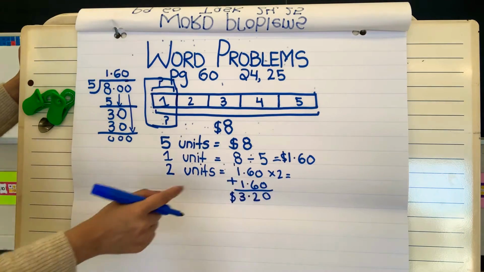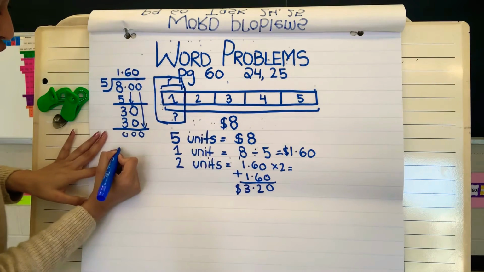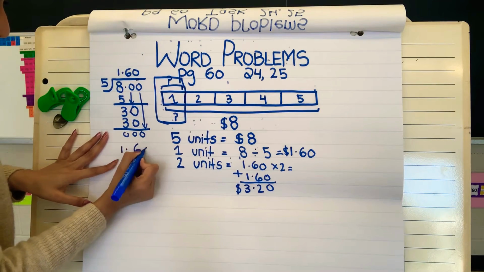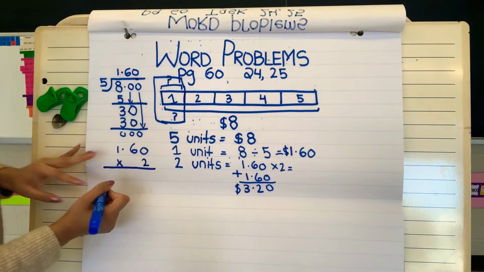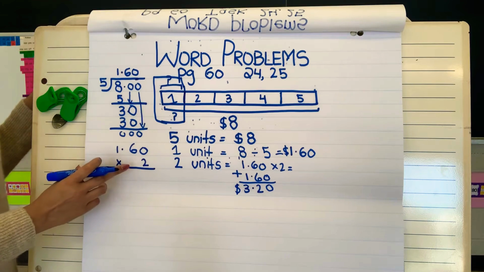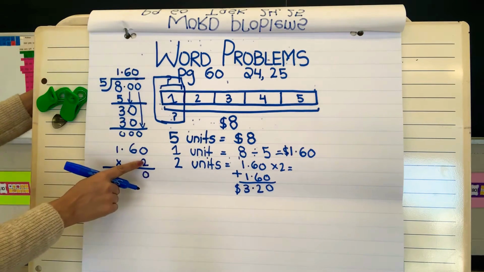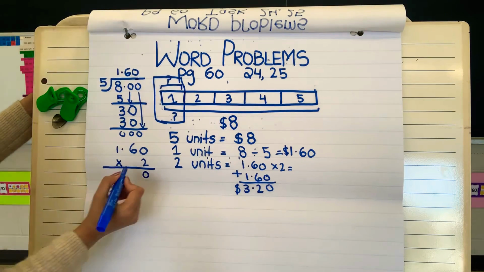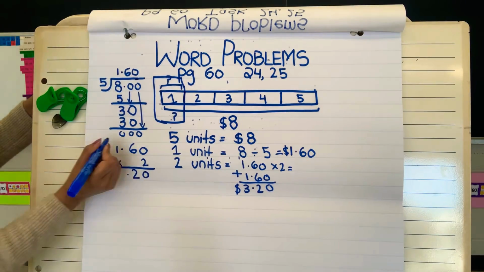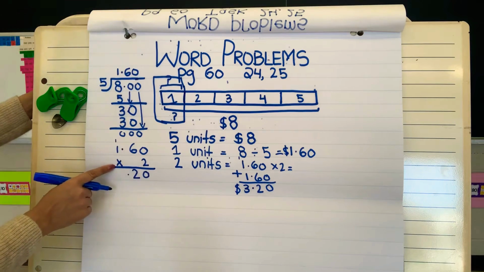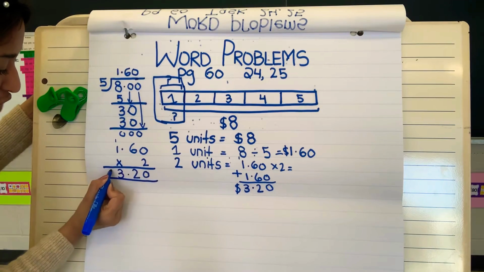Or you can multiply. Remember how we multiply our decimals. So 1.60 times 2. And let's see if we get the same answer still. Okay, so 2 times 0 gives me 0. 2 times 6 gives me 12. Not forget my decimal. And I'm going to carry this over. 2 times 1 gives me 2 plus 1, 3. So I got my answer.